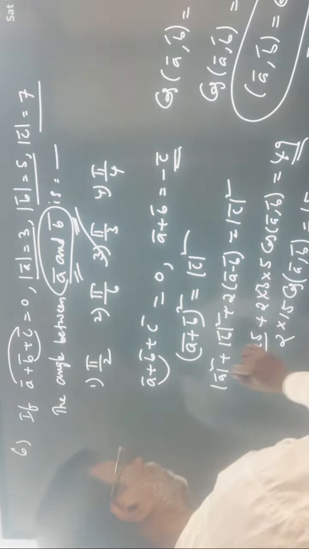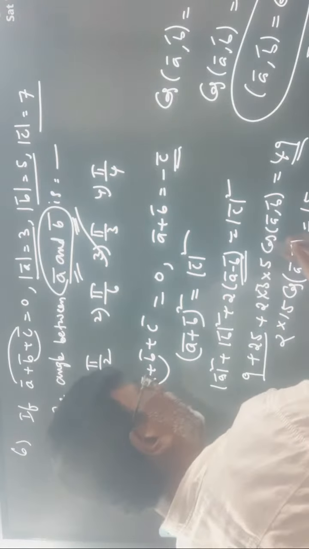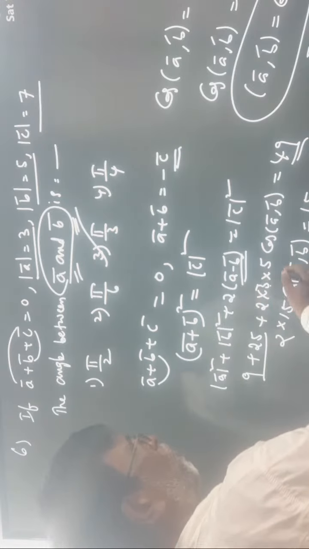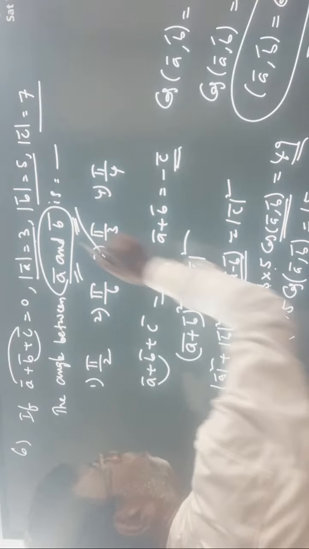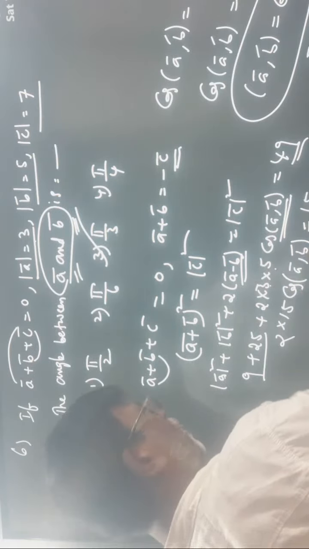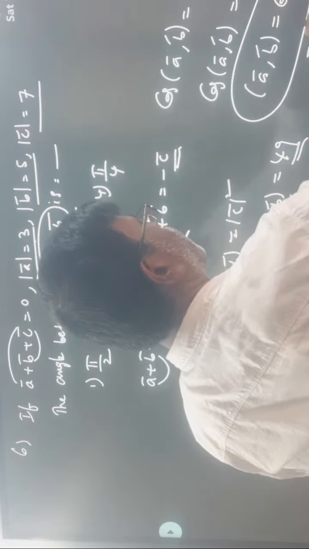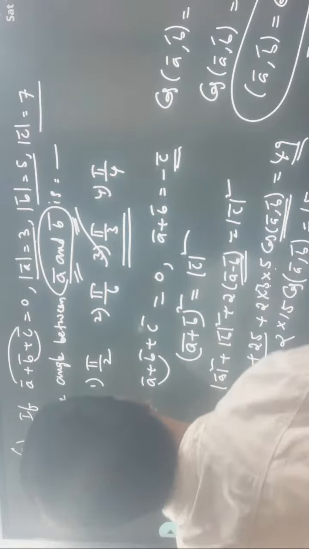So squaring on both sides, mod a square plus mod b square plus 2 into a dot b equals mod c square. Apply the formula, 2 into mod a, mod b, cos of the angle between them. Mod a is given as 3, mod b is given as 5. Substituting, we get cos of the angle between a and b as 15 by 30, which is 1 by 2, that is pi by 3 radians. The third option is the correct answer.